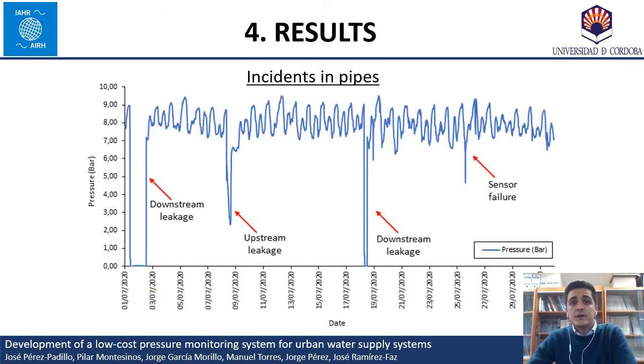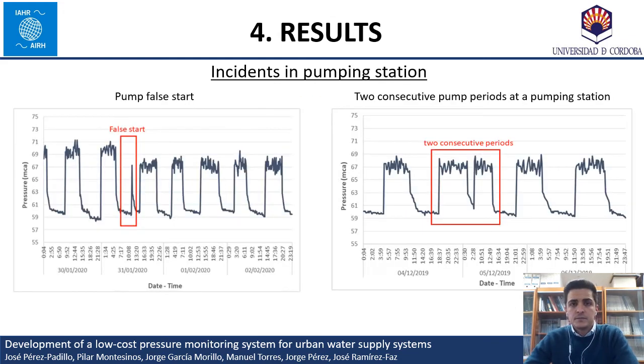The following figure shows the pressure data for 1 month. 4 incidents can be distinguished in this pipe during this month. The system, besides detecting leaks, is also used to keep a record of them. The system can be used to control the operation of the pumping station. The analysis of the pressure variations allows detecting a malfunction of the pump and correcting failures.